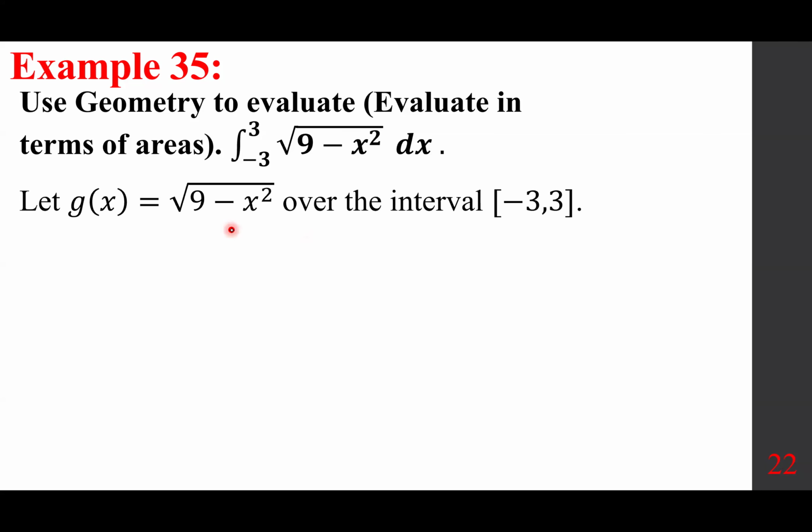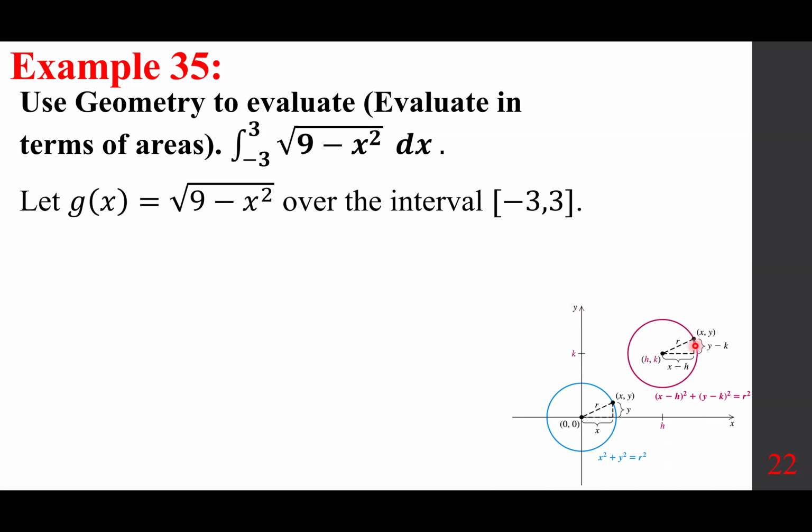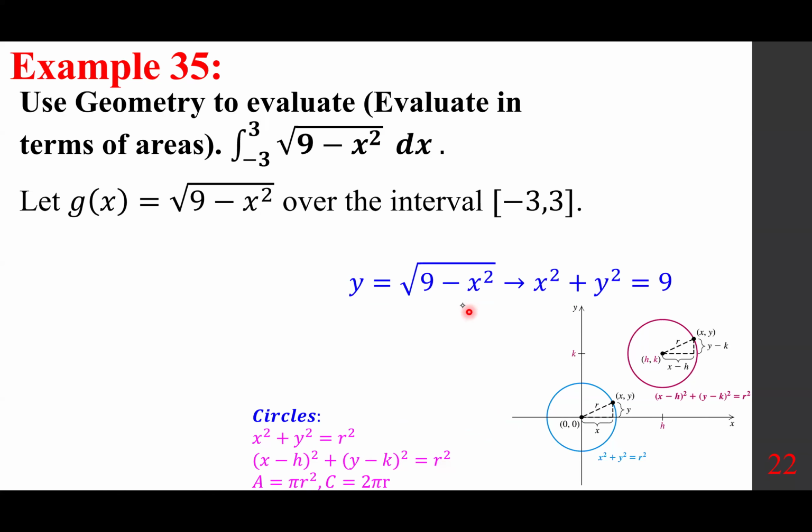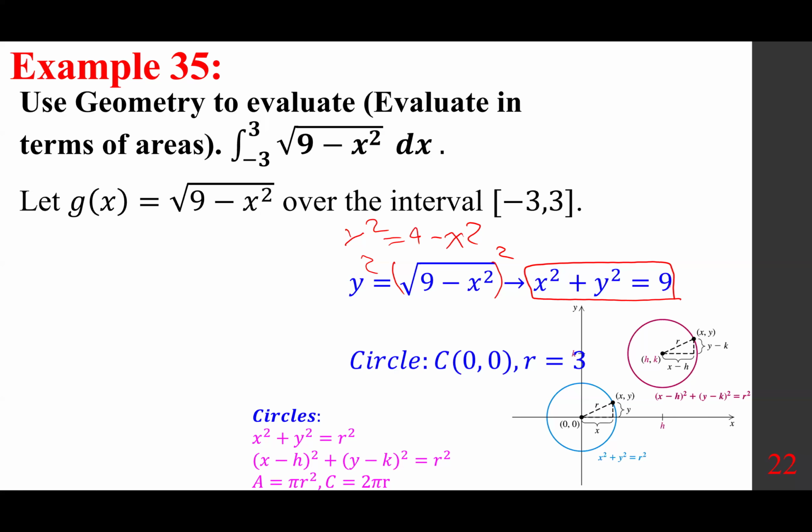To do that, let's remind everybody of the circle x squared plus y squared equals r squared, and so on and so forth. So these are the equations of circles, centered at 0, 0, or centered at h and k. So if y is that, please understand, if I raise both sides to the power of 2, then I get y squared equals 9 minus x squared. So x squared plus y squared equals 9. This is a circle centered at 0, 0 with a radius 3.